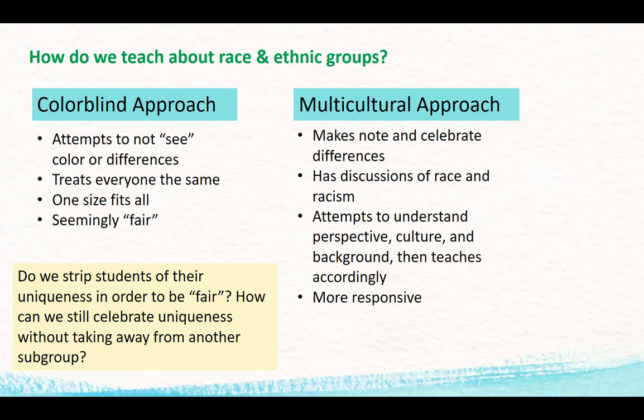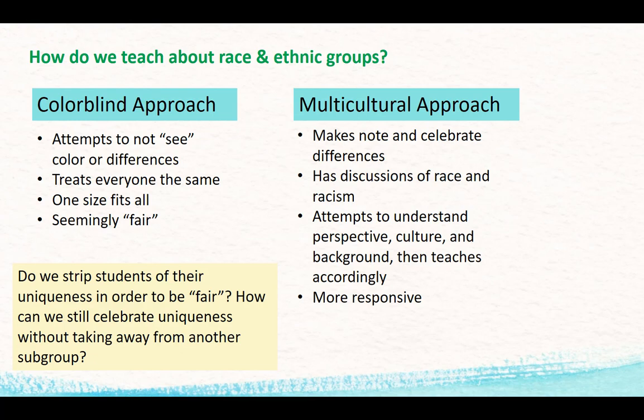There's two main approaches, or two sides of the fence, that people tend to go for. One is the colorblind approach, where they attempt not to see color. When I say color, I'm not speaking only of race, but color, race, ethnicity doesn't matter at all. We're not going to see any differences. We're going to treat everyone as a human, and we're going to treat everyone the same. So it's kind of a one size fits all.